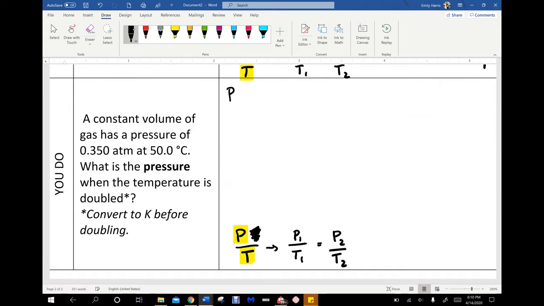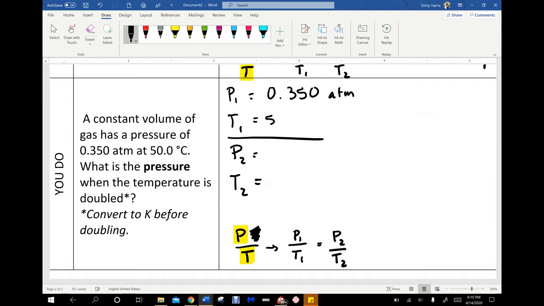So now I'll go ahead and make a list of my variables. We'll fill in the list and then we'll be able to plug into our equation and solve. All right, so I'm starting out at a pressure of 0.350 atmospheres and a temperature of 50 degrees Celsius. Then it says, what is the pressure when the temperature is doubled? So we're trying to solve for the pressure, pretending as if the temperature is doubled. But they give us a hint that says, remember to convert to Kelvin before doubling.